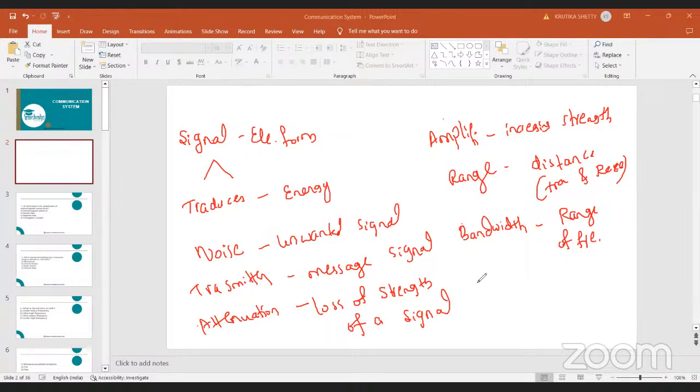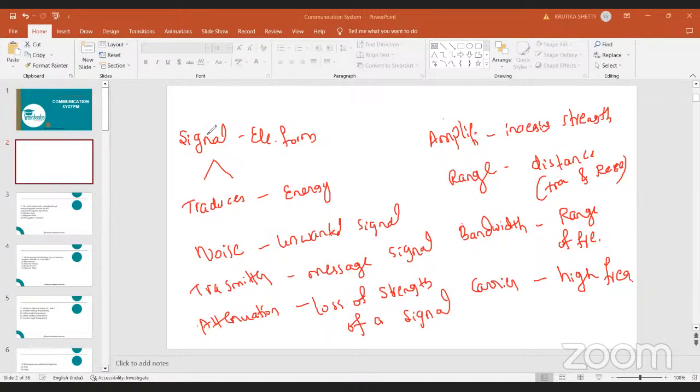Then next, the definition is carrier wave. So carrier waves are nothing but what? High frequency waves used to modulate the low frequency wave are called carrier waves. Okay. So these are the terms related to our communication system.